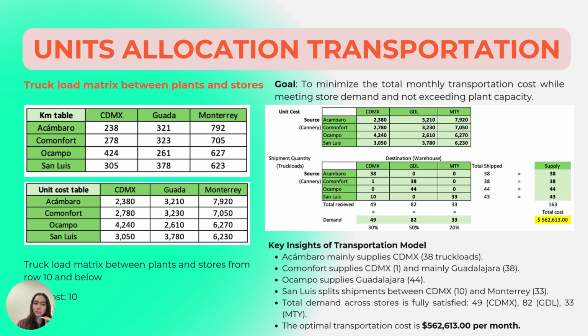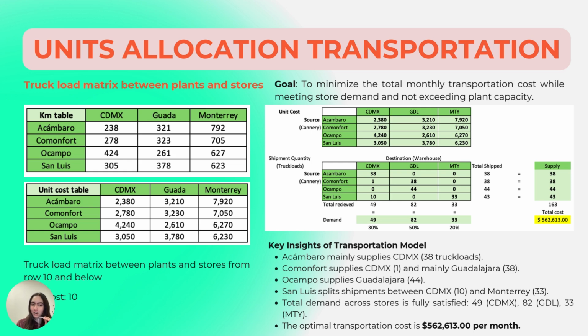Step 4 was to convert units to truckloads. Each truck carries 2 units, so truckloads equals units divided by 2. For the next step, we use the Solver matrix. We create a cost matrix and a shipping quantity matrix. Then, our Solver objective is to minimize total shipping cost.